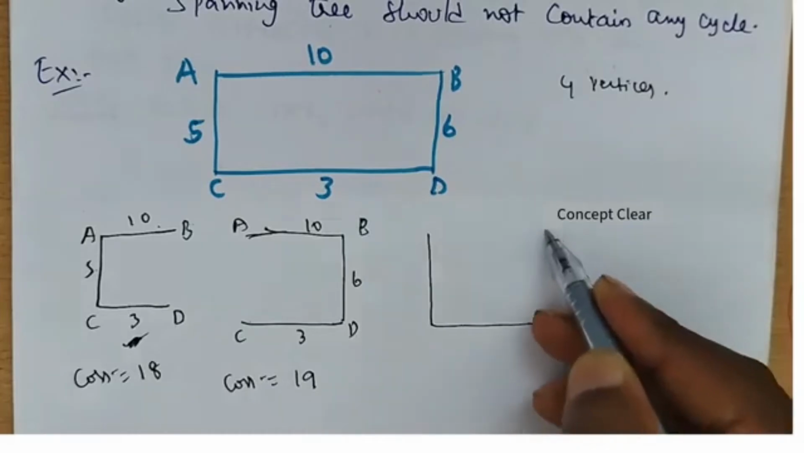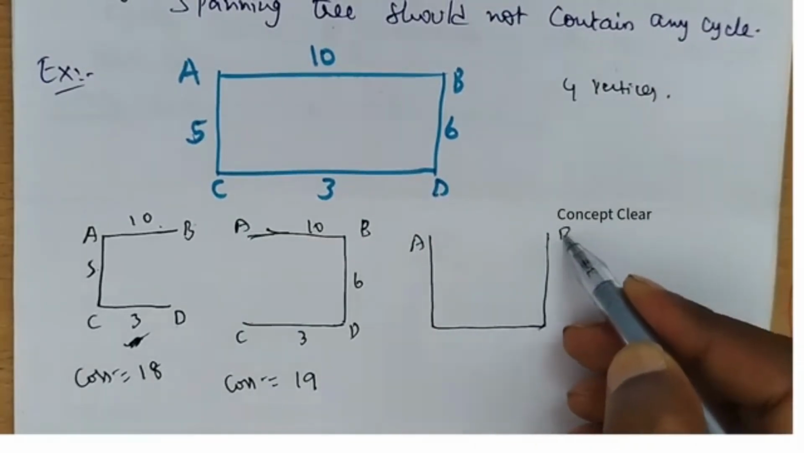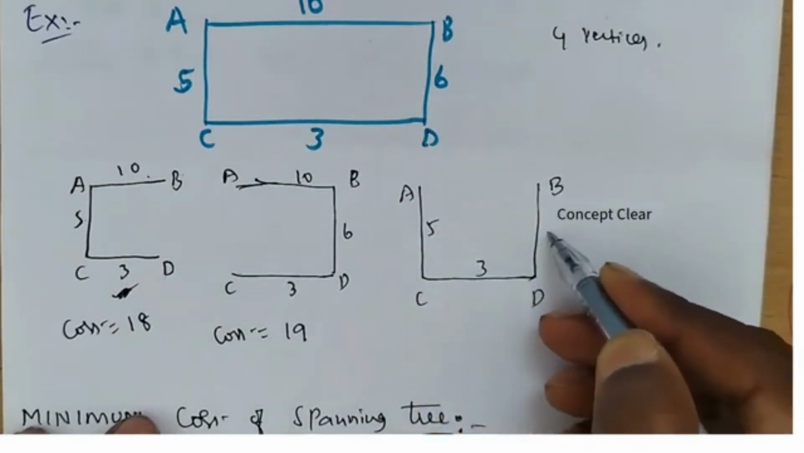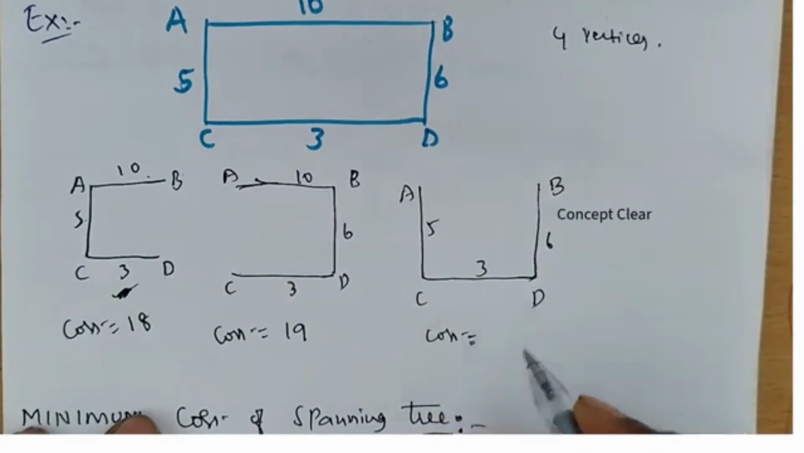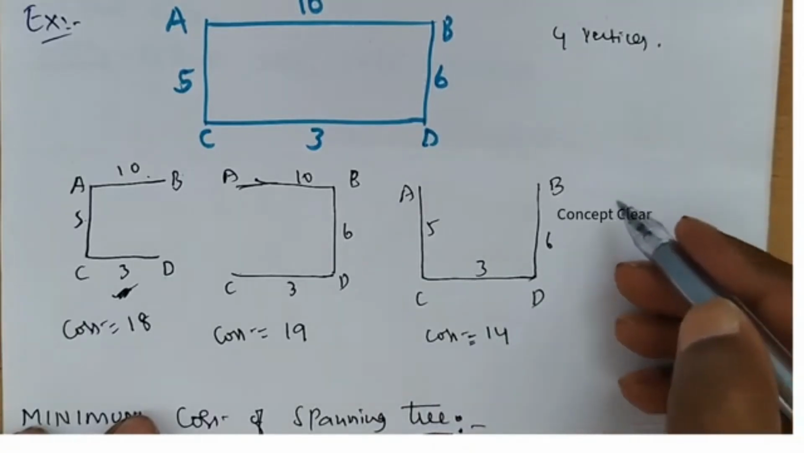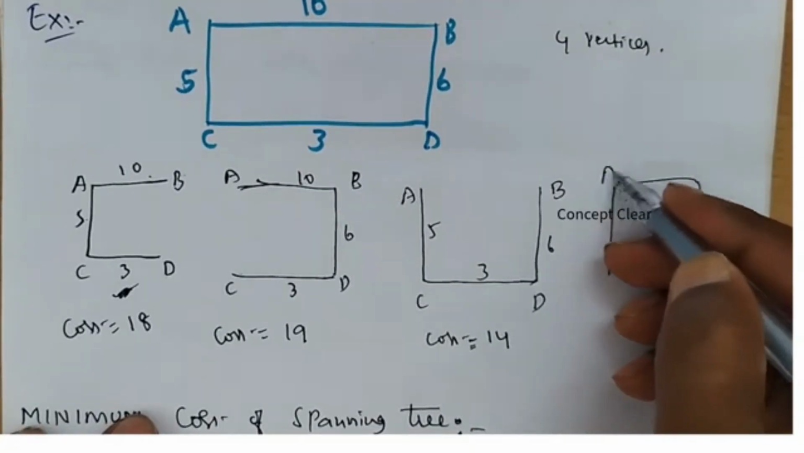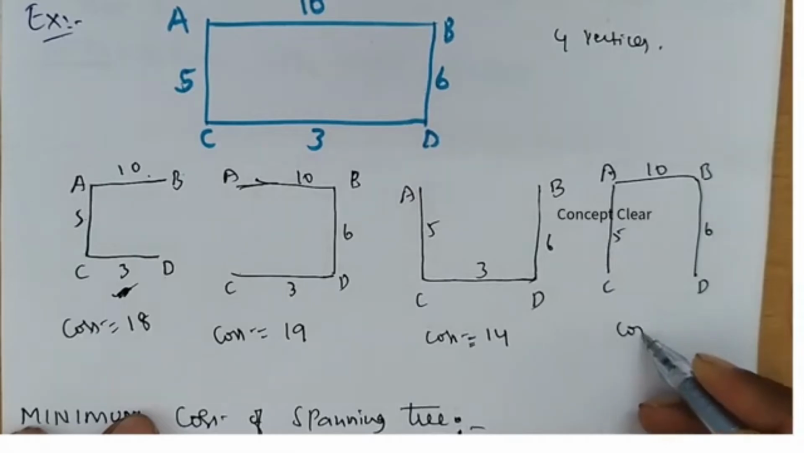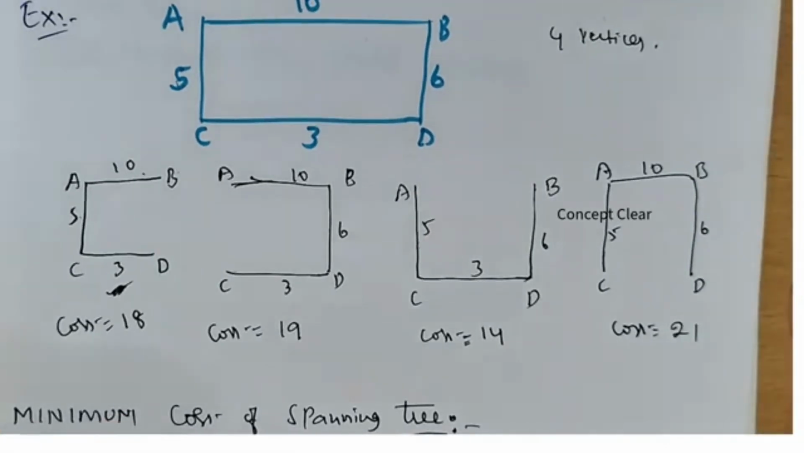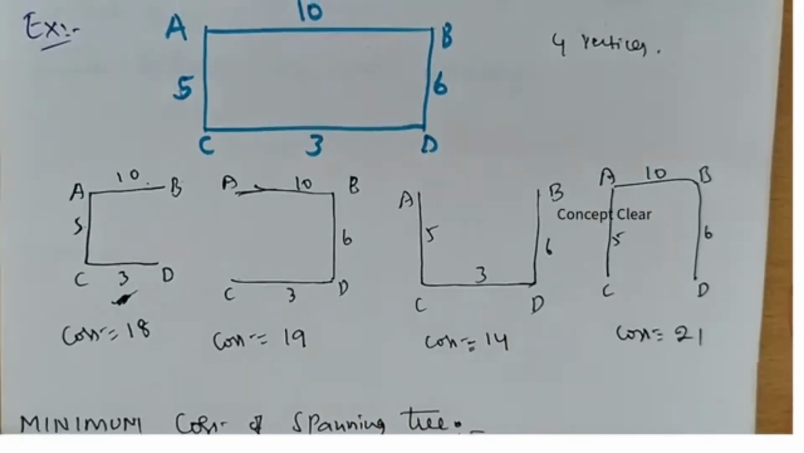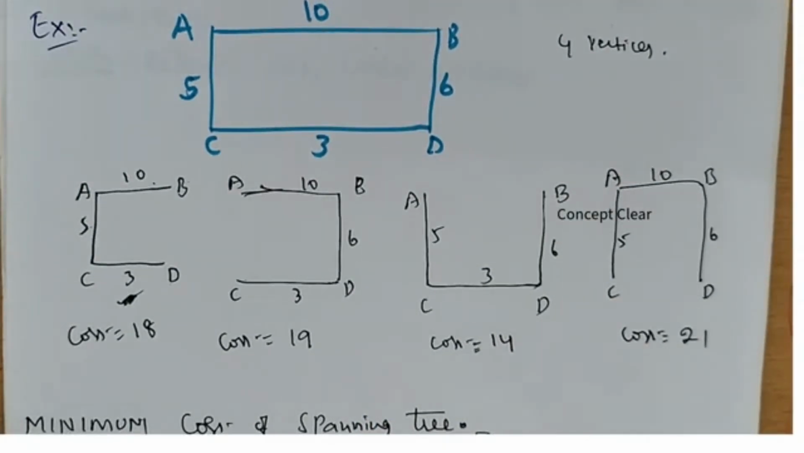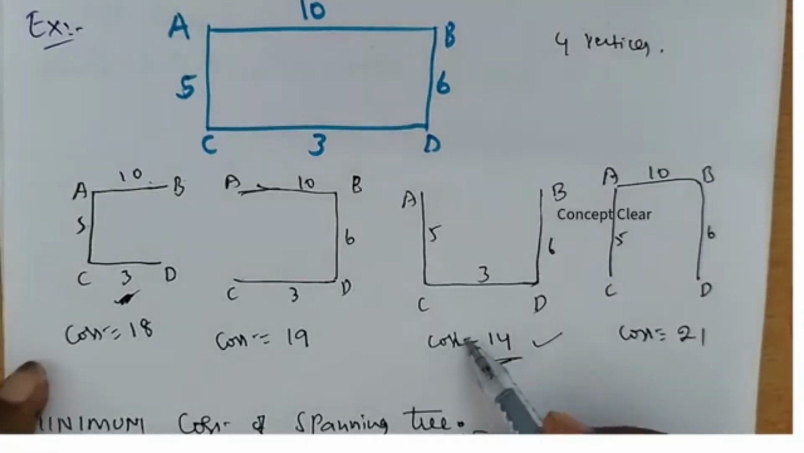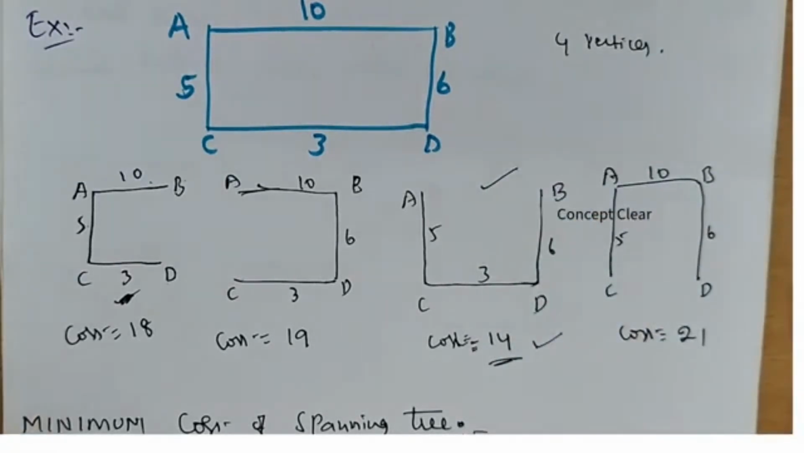This is another possible spanning tree. Here A, B, C, D. The cost here is 5, 3, 6, so the cost is 14. And here is another possible one, A, B, C, D. The cost is 10, 5, 6, so the total cost is 21. According to this example, to find the minimum cost spanning tree, by comparing all the spanning trees, we can simply say the minimum cost is 14. So it will be selected.